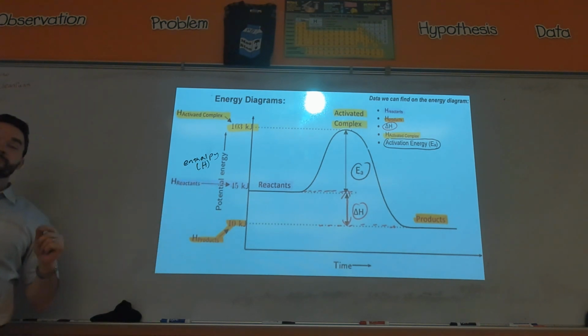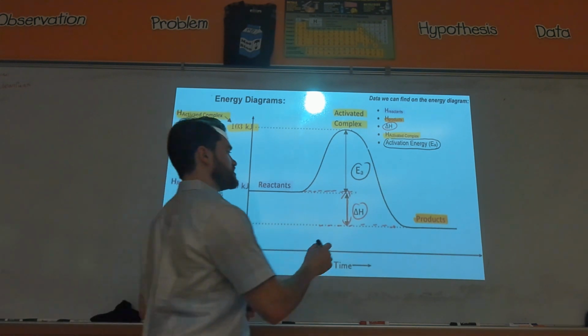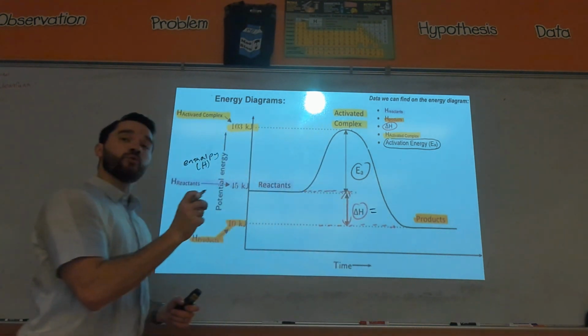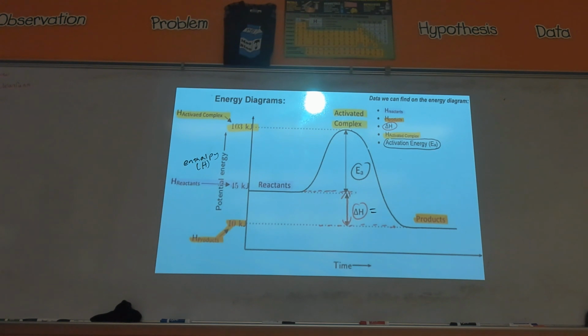So the K means kilojoules. It means 1,000. So it's like 45,000 joules as opposed to just 45 kilojoules. Anyways, reactants are at 45 kJ. Products are at 10 kJ. So what they would want to know is, all right, what is my delta H? Number-wise, what would the delta H equal here for this reaction?